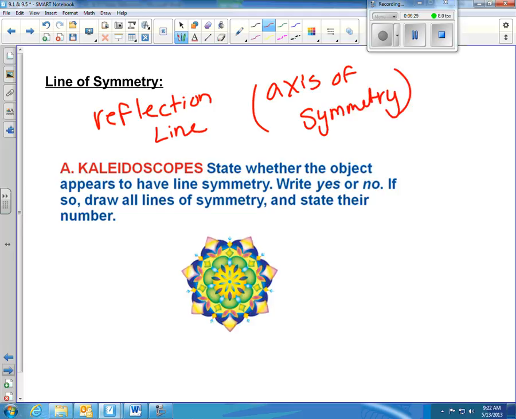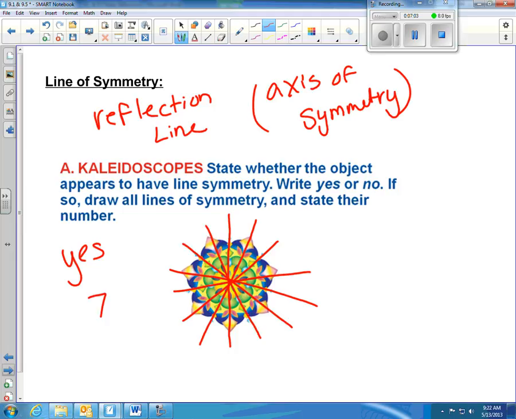All right, so state whether the object appears to have a line of symmetry. Yes or no? If so, draw all the lines of symmetry and state their number. So we're going to be looking at this image. Is there anywhere that I could draw a line and fold it over there and it will be reflected? Well, yep, if I see right here, I can fold it over, it's reflected. So I'm going to say yes, and now I'm going to find all of them. So there's 1, 2, 3, 4, 5, 6, and 7. So there are 7 lines.